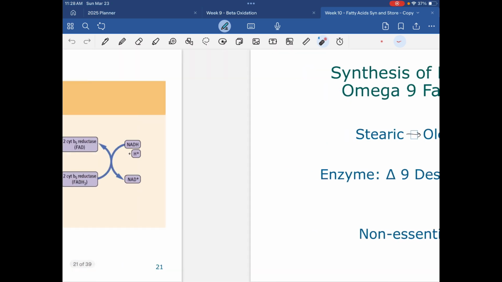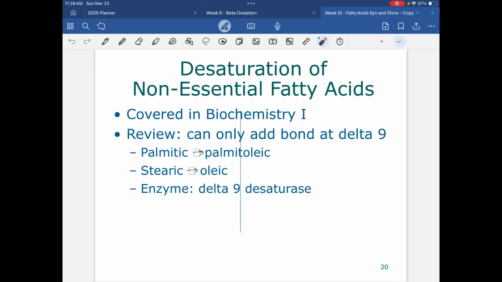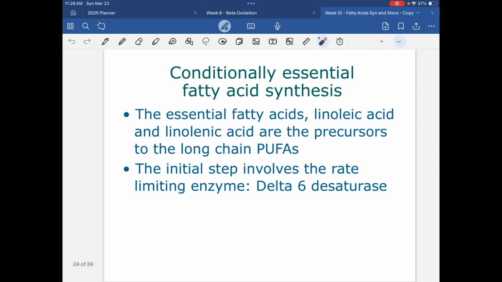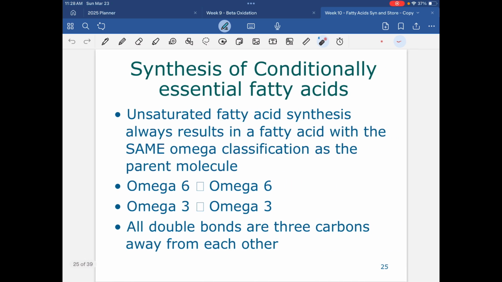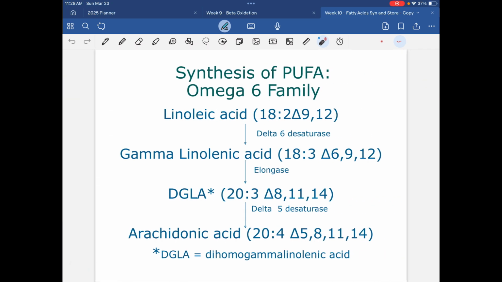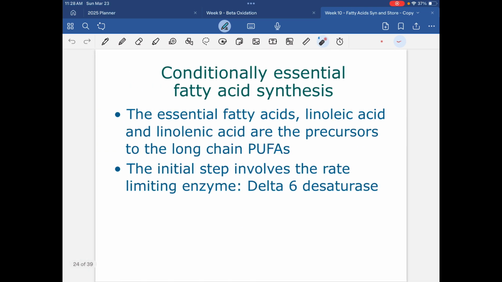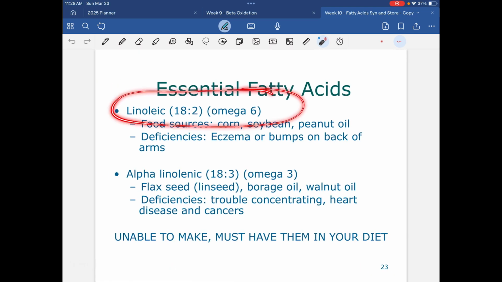So before, with the non-essential fatty acids, we only have one enzyme. It's like one and done. Here, a couple enzymes can be used, but we're going to always start in the same place, and we're going to see a pattern. Let's look at that pattern now. So starting with the omega-6 family, that was one of our essential fatty acids, right? Linoleic.